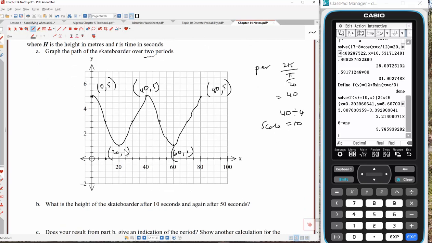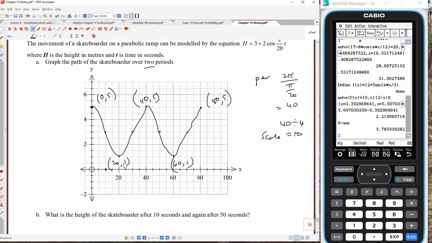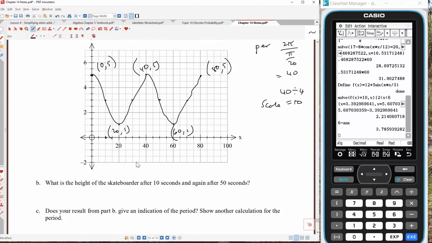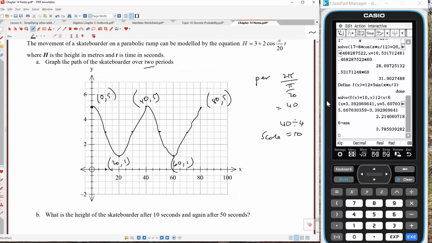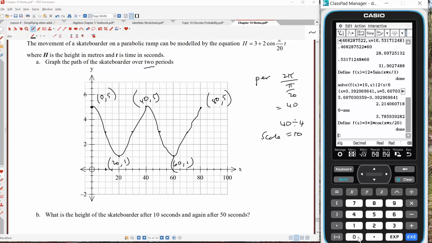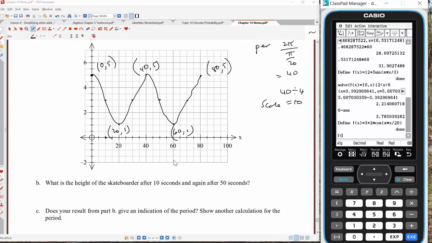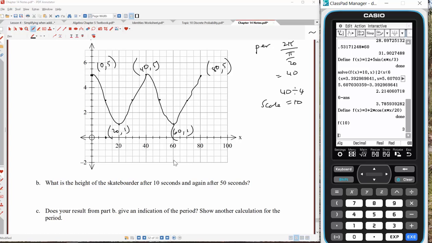All right, so let's see if we can get, so this may or may not be an exact value. 10 on 20 is pi on 2. I think it is going to be an exact value. So let's just define it on the calculator and do that. So define f of x equals 3 plus 2 times cosine of x on 20. All right, so time after 10 seconds, I'm pretty sure that this is going to be exact, yeah.